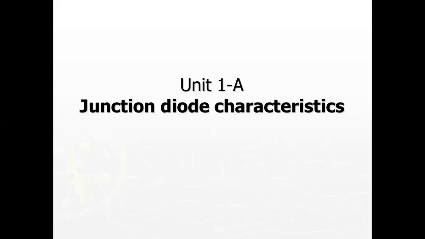This is Unit 1, Junction Diode. In this Unit 1, we first study the junction diode characteristics and some different types of diodes. Unit 1 will have Part A and Part B. In Part A, we will study the junction diode characteristics and look at a few different types of diodes. In Part B, we will look into some of the applications of this diode.